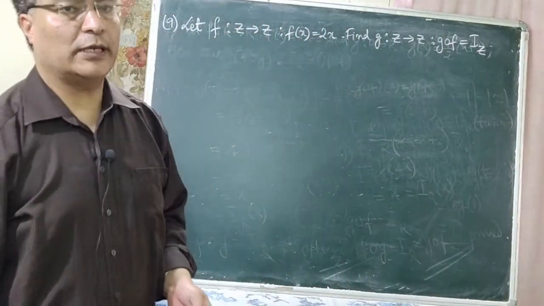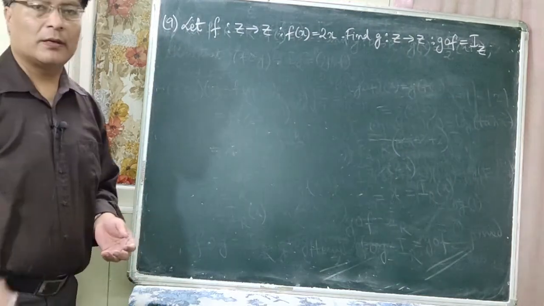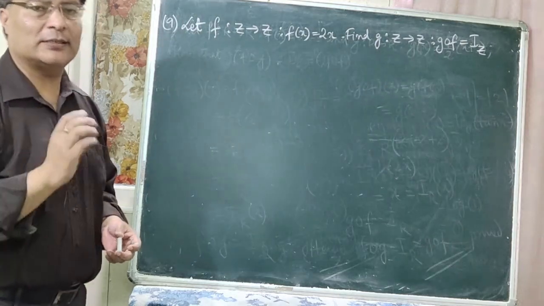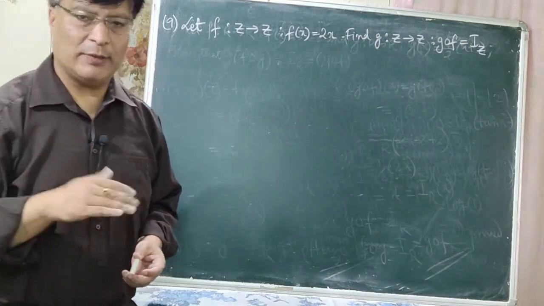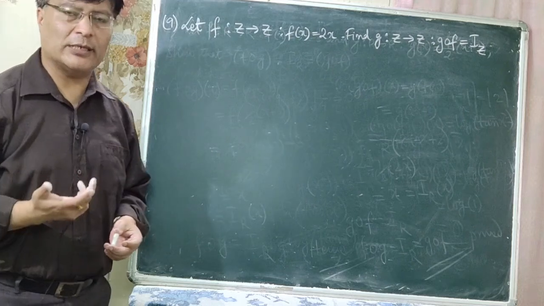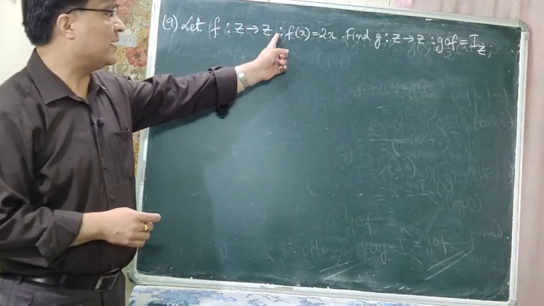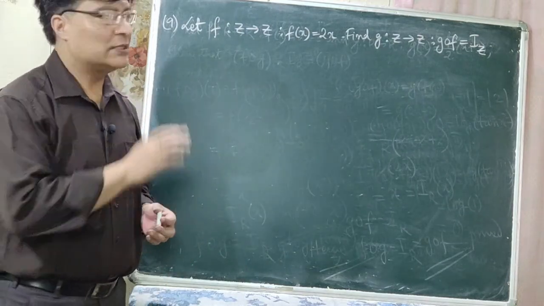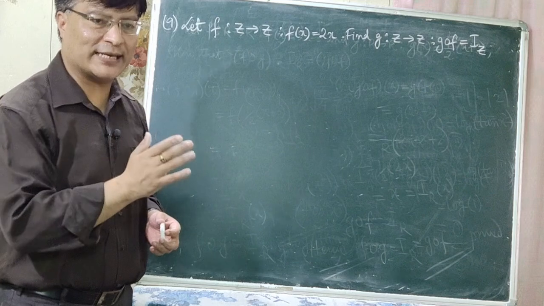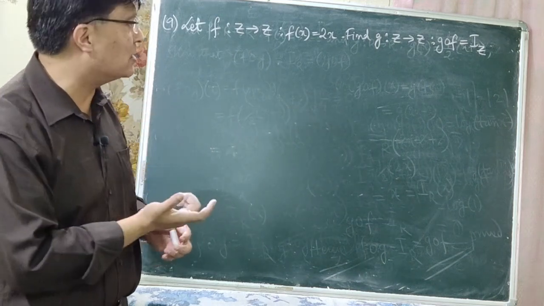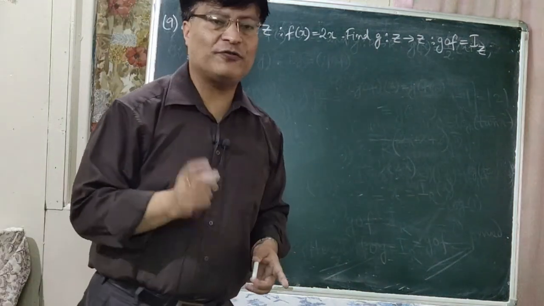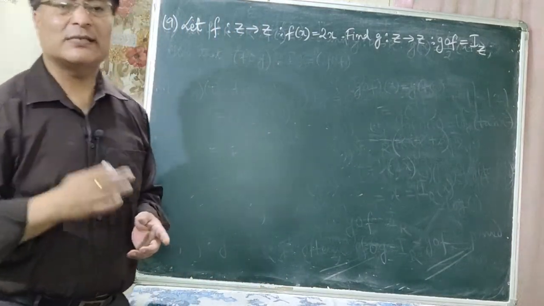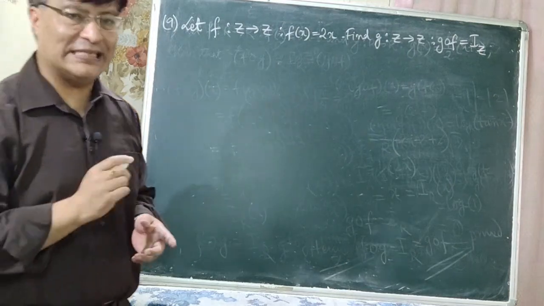So now we'll do the next question, that is question number 9. Let the function f: Z to Z. What is Z here? Z is the set of integers. It may be positive integers, it may be negative integers, including 0 also. Okay? Define as f of x equal to 2x. You have to find out g function, g: Z to Z, that is integer to integer, such that gof is equal to identity function. Gof is equal to IZ means identity function on the set of integers.